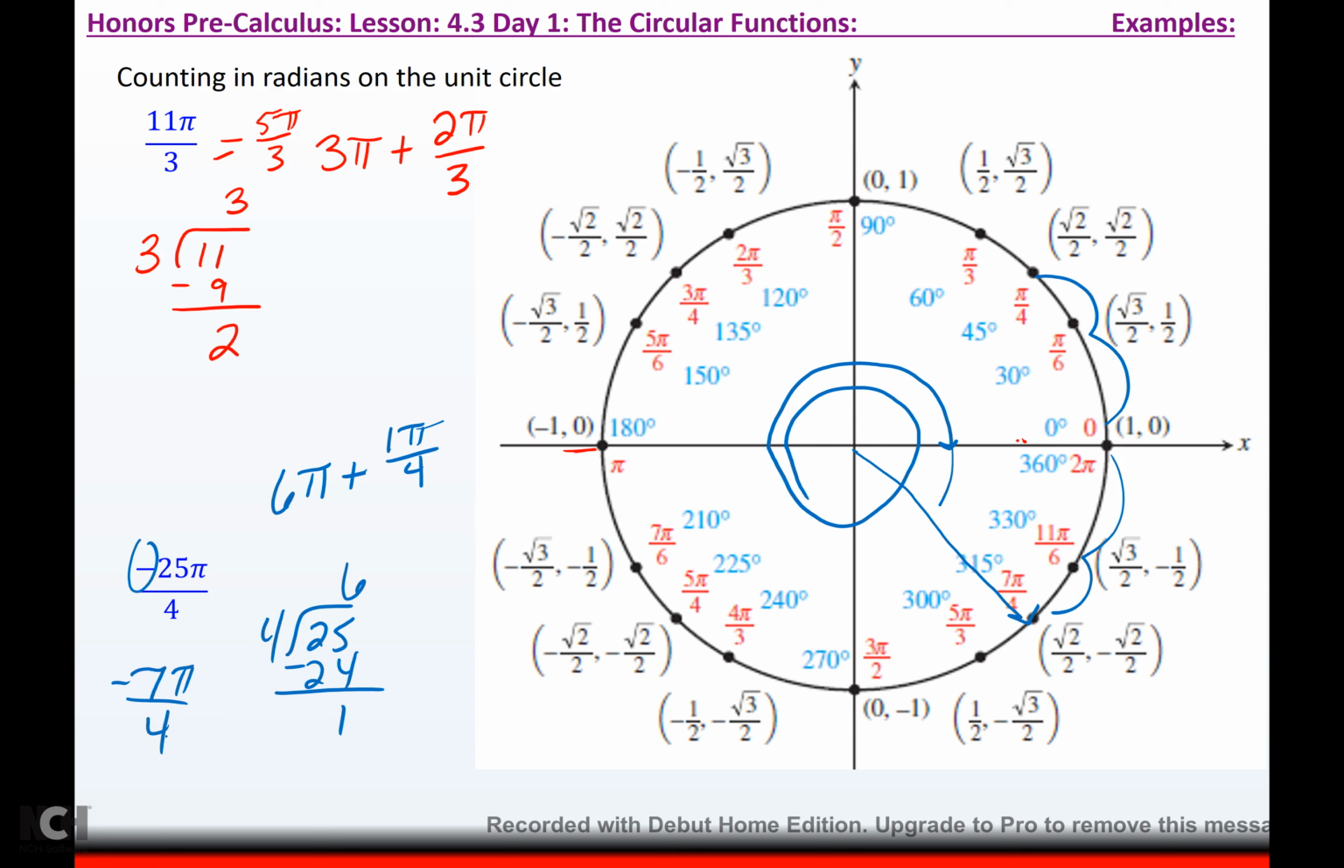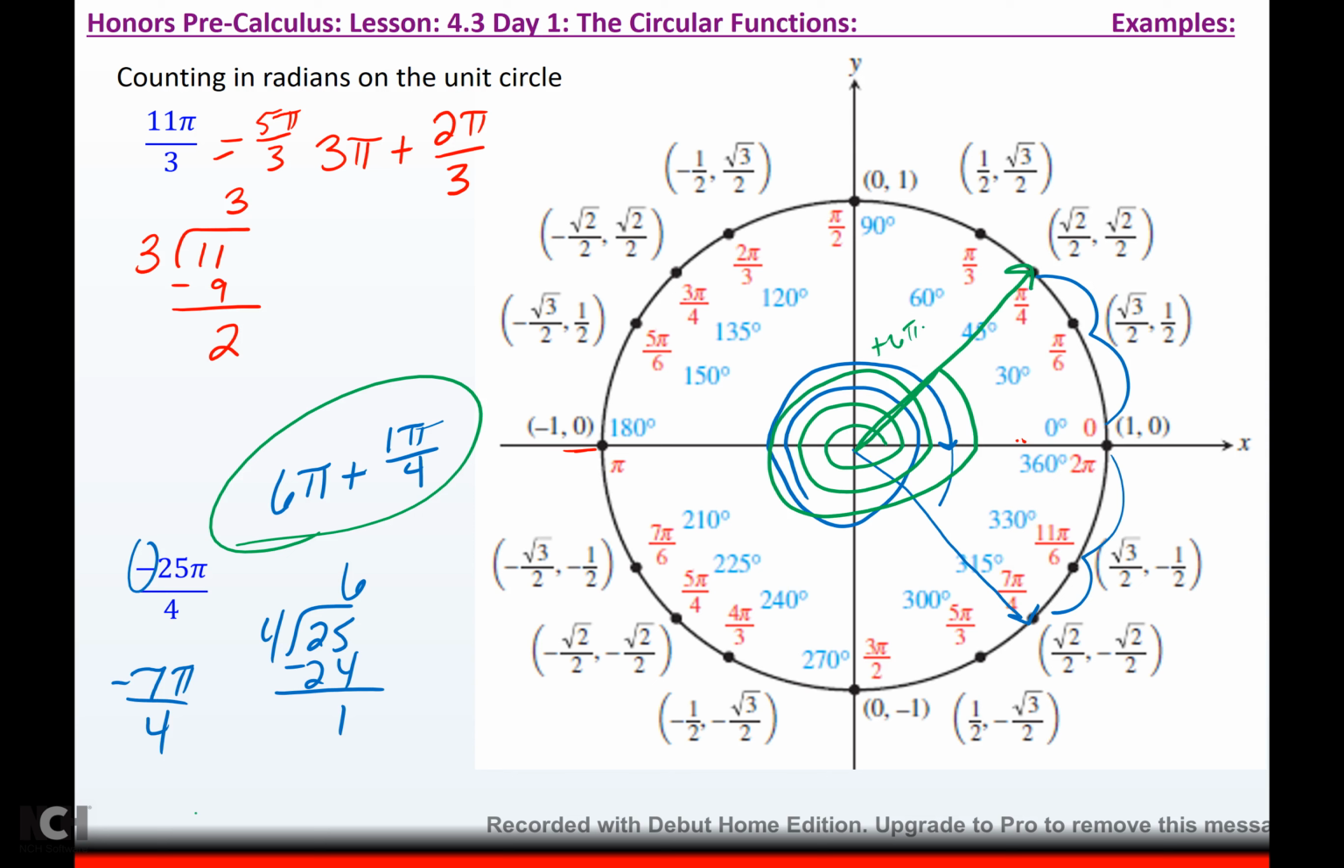If you did the positive, like I said, if you don't like counting backwards, which I don't particularly care for, you could actually go forwards and then just reflect. If I went forwards, this would be 1 pi, 2 pi, 3 pi, 4 pi, 5 pi, 6 pi, and then another pi over 4 would put me right here. That would be positive 6 pi plus 1 pi over 4. So to go negative, all you do is just reflect down, and that puts you at the 7 pi over 4. Okay, so you can either count backwards or you can count forwards and then reflect down, reflect over x.